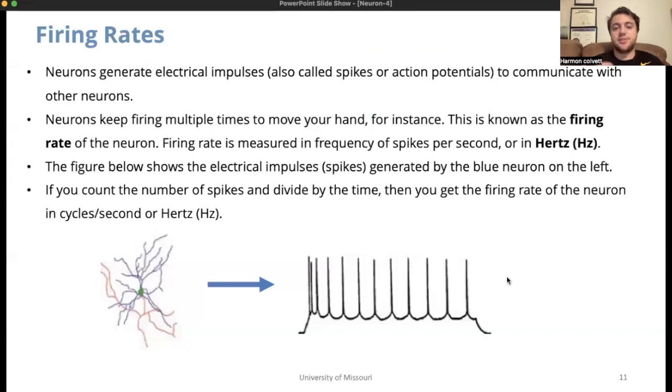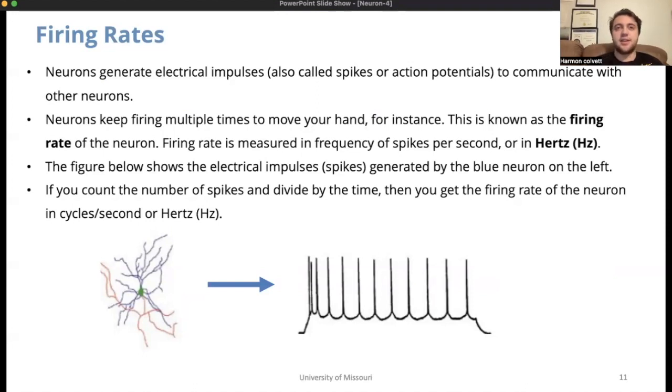So what you can do is say, okay, if this happens over 1 second, let's say this graph is 1 second, what's the firing rate in hertz? You say, well, 12 firings divided by 1 second, 12 hertz. There you go. Or you can then say, well, let's say it happens over 3 seconds. Well, then it would be 12 action potentials divided by 3 seconds, which is 4 hertz.